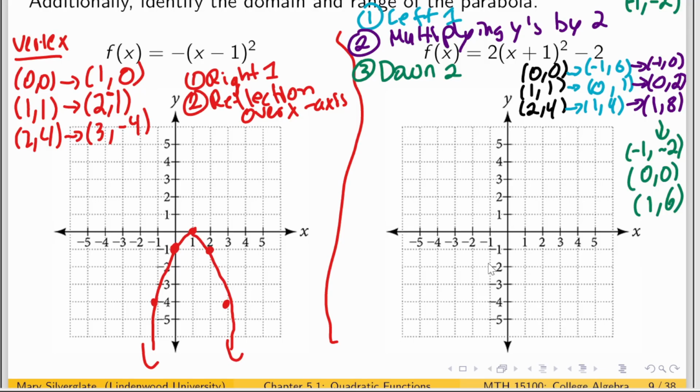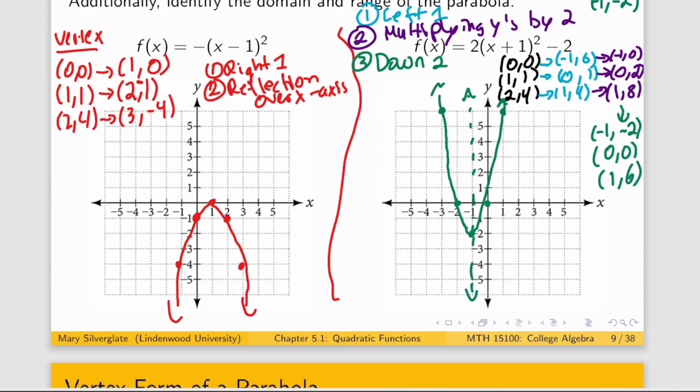So we move to (-1, -2) for one of the points, (0, 0) for another point, and we're going to utilize the fact that this is symmetric. So we should have a symmetric point about the vertex over here. And then (1, 6) is the last point, and again we're going to utilize the fact that this is symmetric. So the last point would be over there. And that is about this axis of symmetry that exists through the vertex, if you want to better visualize that symmetry there. And that would be our final beautiful parabola.